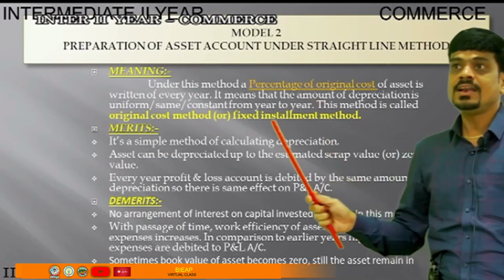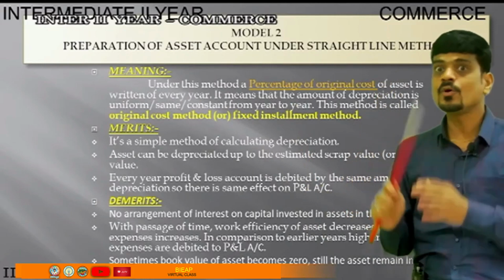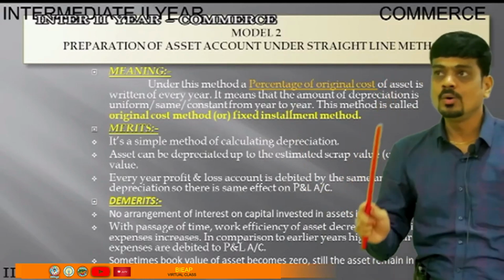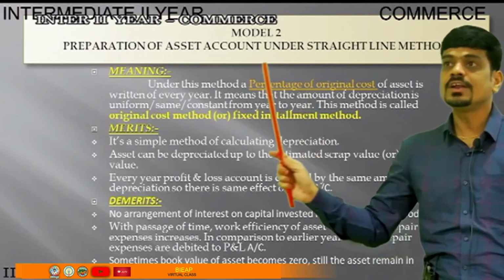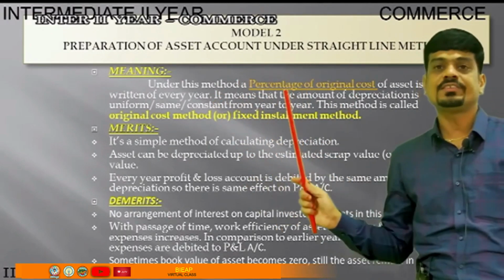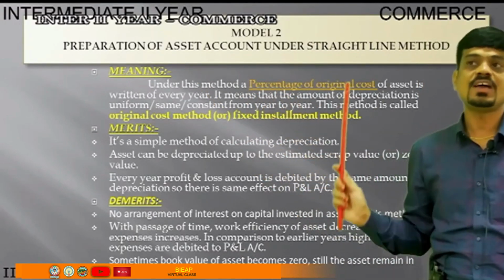If you present the answer, that should be the eye-catching point for your examiner. Then the other name is original cost method or fixed installment method. The other focal point of the answer is that the amount of depreciation is uniform, same or constant. Sir, you wrote all the 3 words. Are we supposed to write 3 words? No. You can write uniform. That is sufficient. These are the synonyms which I have used.